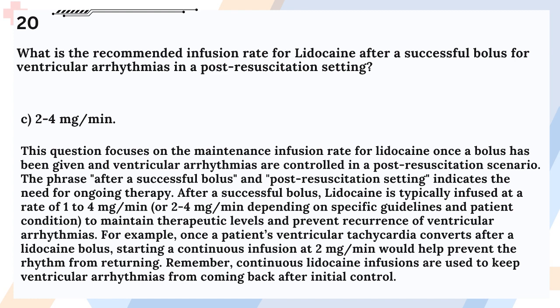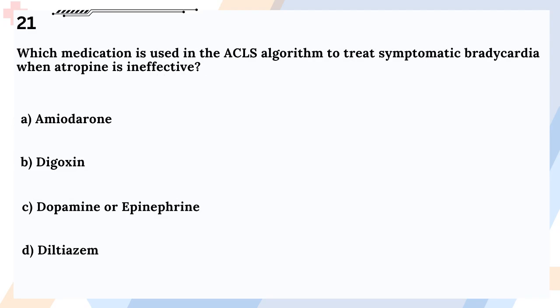For example, once a patient's ventricular tachycardia converts after a lidocaine bolus, starting a continuous infusion at 2 mg per minute would help prevent the rhythm from returning. Remember, continuous lidocaine infusions are used to keep ventricular arrhythmias from coming back after initial control. Question 21. Which medication is used in the ACLS algorithm to treat symptomatic bradycardia when atropine is ineffective? A. Amiodarone. B. Digoxin. C. Dopamine or epinephrine. D. Diltiazem.